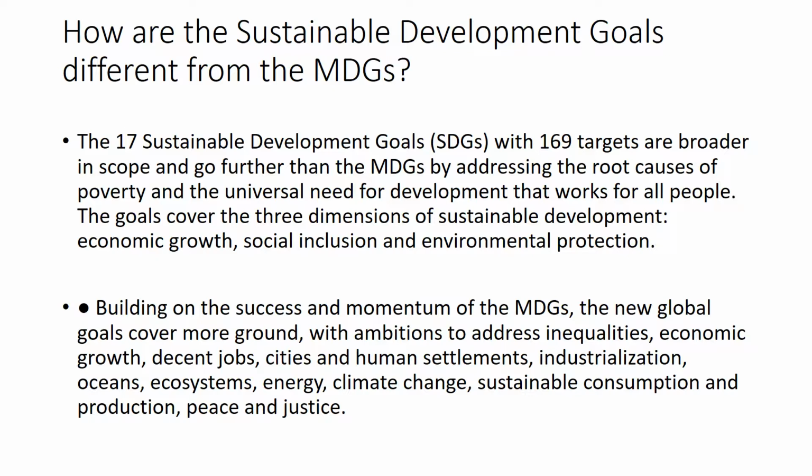The new global goals cover more ground with the ambition of addressing inequalities, economic growth, decent jobs, cities and human settlements, industrialization, oceans, ecosystems, energy, climate change, sustainable consumption and production, peace and justice. Okay, this is the main difference between the Sustainable Development Goals and the Millennium Development Goals.